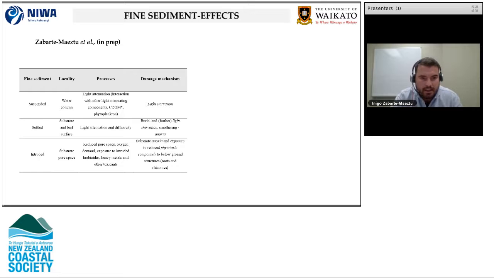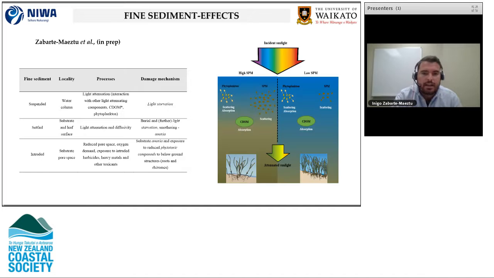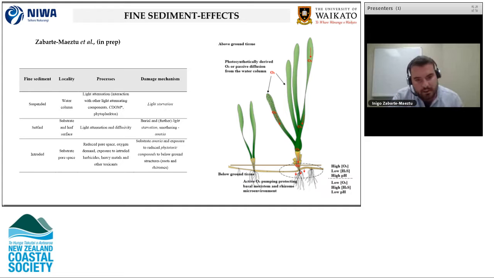In order to explain how fine sediment affects seagrass, I've grouped the effects into three groups. The first is when fine sediment is suspended in the water column, and hence it blocks light from the water column for the seagrass, so light is not available for performing photosynthesis. The second group of effects is when this fine sediment settles on the leaves of the seagrass or on the substrate, and it smothers the seagrass, provoking anoxia and also impeding the correct amount of light from reaching the seabed.